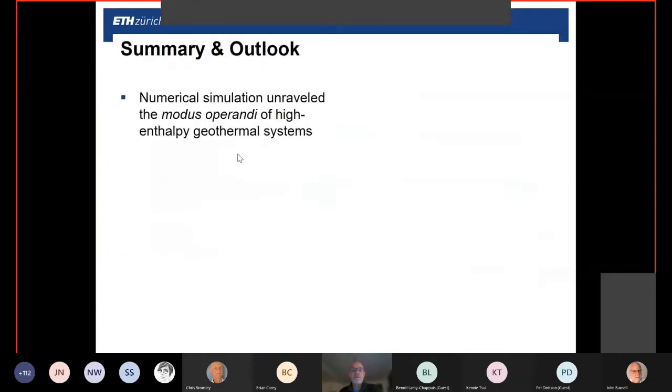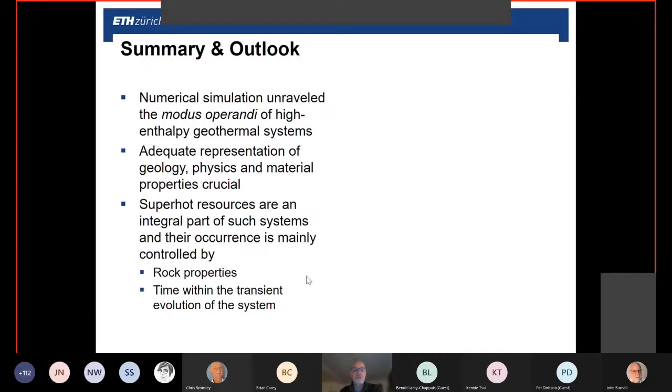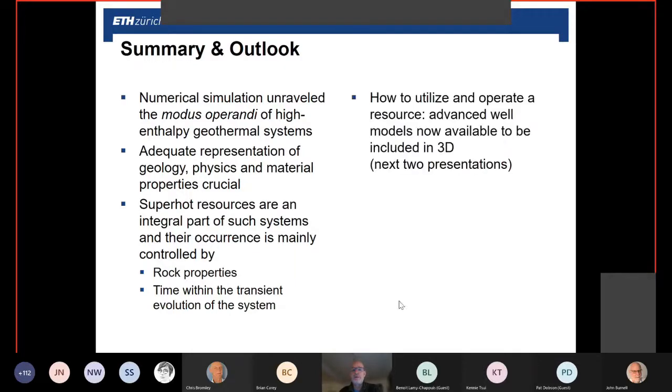So to wrap up, with these rather simplistic simulations, we have unraveled the modus operandi of high enthalpy geothermals, and it needs an adequate, even if just generic, representation of geology, physics, and material properties. That's really crucial. Superhot resources appear to be an integral part of such systems, and their occurrence is mainly controlled by the rock properties and the time within this highly transient evolution of the system. How to utilize and operate a resource is still a matter of research.